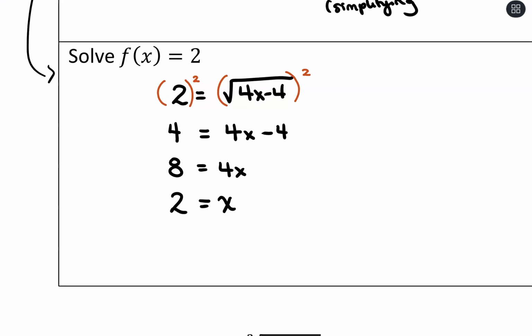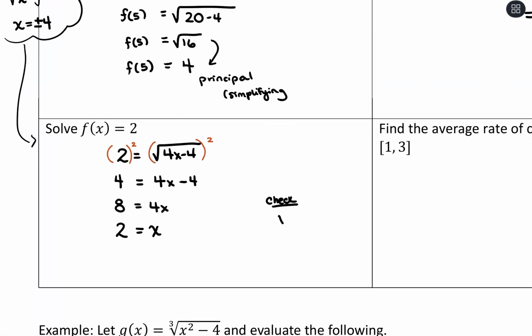And with solving our radical and rational equations, we always want to check that we didn't get an extraneous solution. So to check it, we're taking the square root of 4 times 2 minus 4. So that's an 8 minus 4, which is in fact a positive 2. So we're all good there.